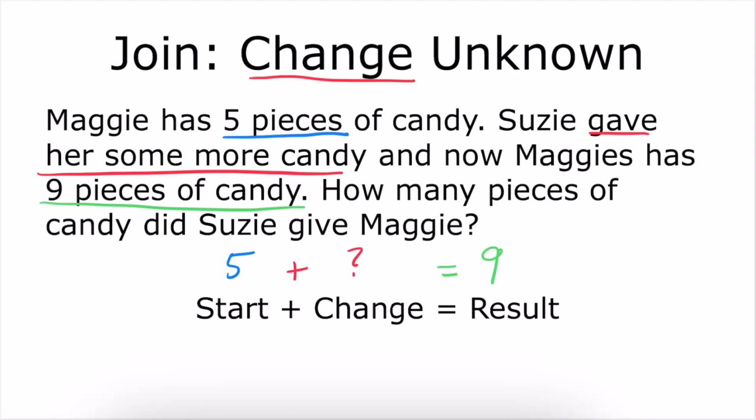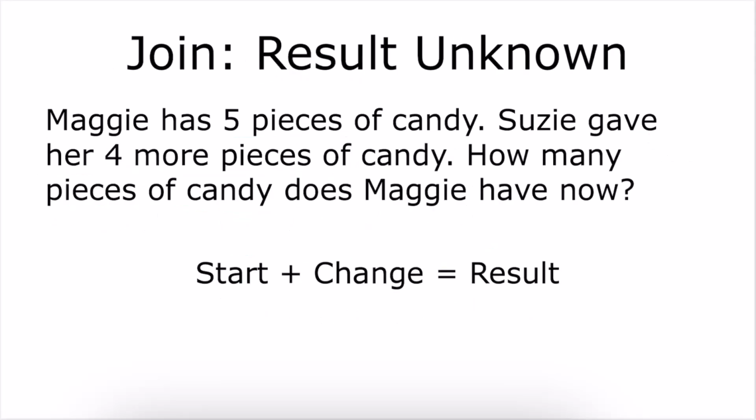So you can either have the start unknown, or you can have the change unknown, or you can also have the result unknown. So in this example, this phrasing of the word problem says Maggie has 5 pieces of candy.